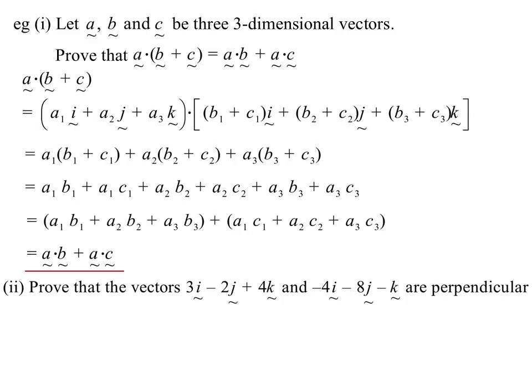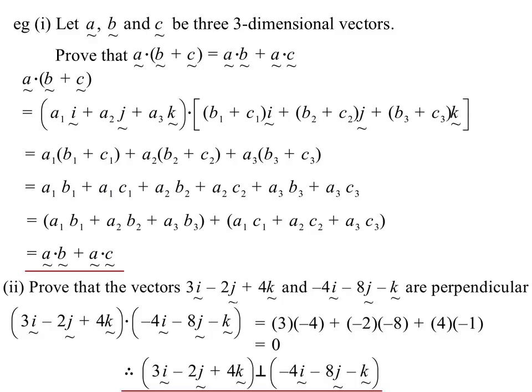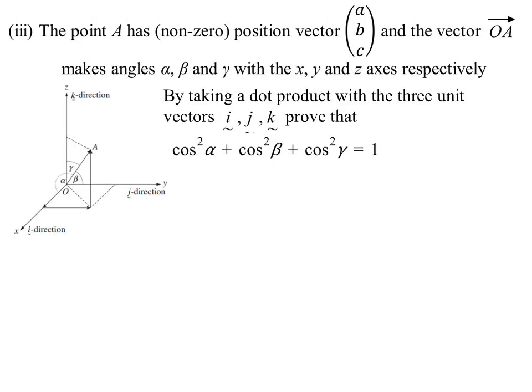Prove these are perpendicular. This one's a little bit quicker. Okay, find the dot product. Oh look, it turns out to be 0. Same as was happening in 2 dimensions. Therefore those vectors are perpendicular to each other. Let's have a look at this. So we have A, we're creating a position vector there, OA. Now, they've given us a hint by playing with the angles it makes with the different axes.